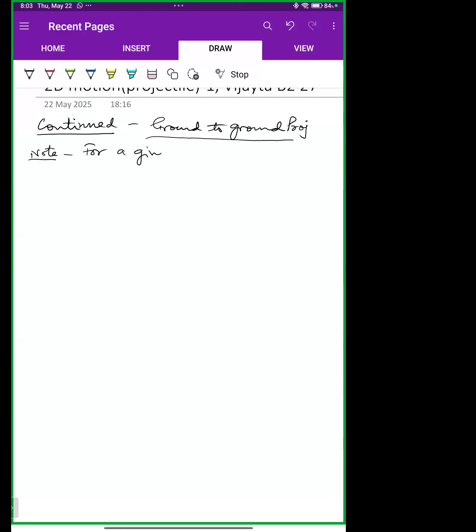For a given u, we can get equal range for two different angles, that is theta 1 and theta 2. We can get, now we will see how we get.